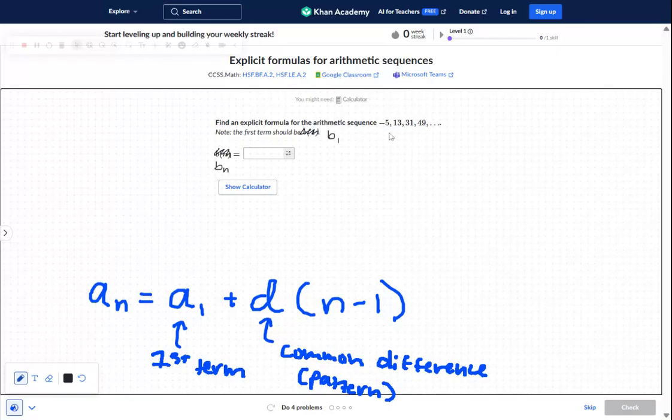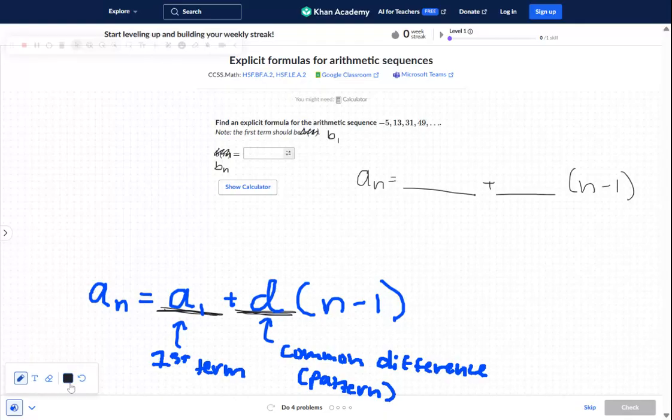All right, so we want to write a formula. We've got our sequence here. Remember, all we're doing when we're writing this out is plugging in what's the first term and what's the common difference. So first term, and let's rewrite this. We'll have a sub n equals blank plus blank times n minus 1. So the very first term in the sequence, it's not a trick question. It is literally, what is the first term?